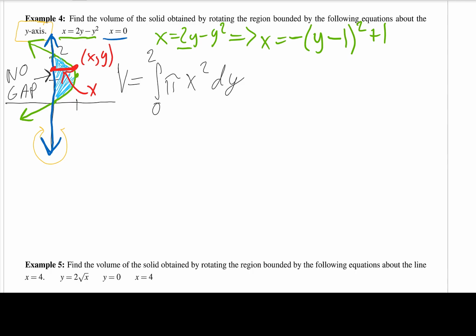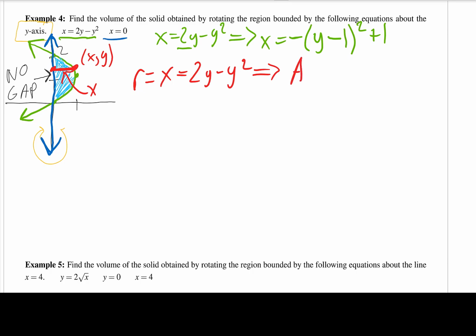we're supposed to be integrating in terms of y. So let me backtrack and write some of this out. We have that r is equal to x, which is equal to 2y minus y squared. I'm getting that from our green formula that we started with, right? I'm substituting in 2y minus y squared for x.